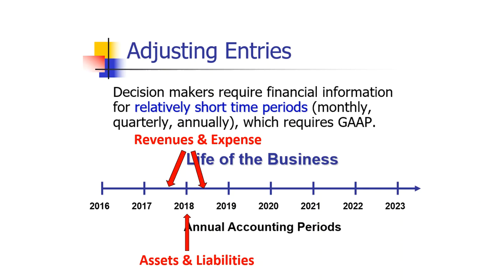So our adjusting entries are going to ensure that we record revenues and expenses in the proper period of time, and at the same time will ensure that we record the proper amount for assets and liabilities on our balance sheet. Let's go ahead and take a look at some adjusting entries.